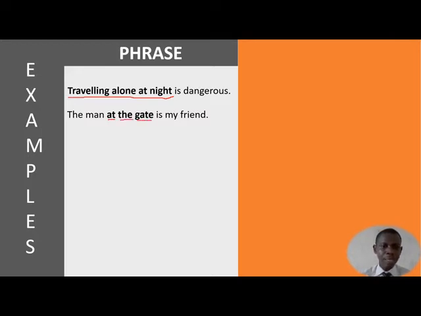So there is no finite verb here. There is no verb here at all. So it is still a phrase. It either has a non-finite verb or it has no verb at all. Okay. He swerved widely across the road.